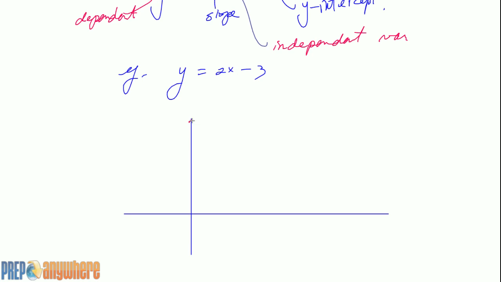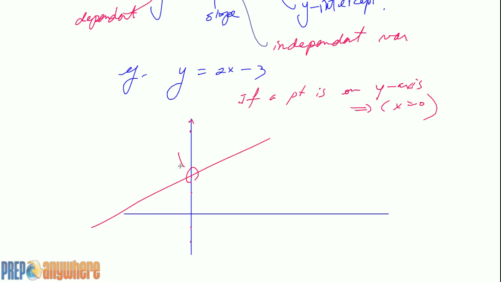Okay. Now, what do we know about any point on the y-axis? If a point is on the y-axis, x is 0, isn't it? The x coordinate is 0. No matter where you pick it, the x coordinate is 0. So where the line intersects the y-axis, we call that the y-intercept.